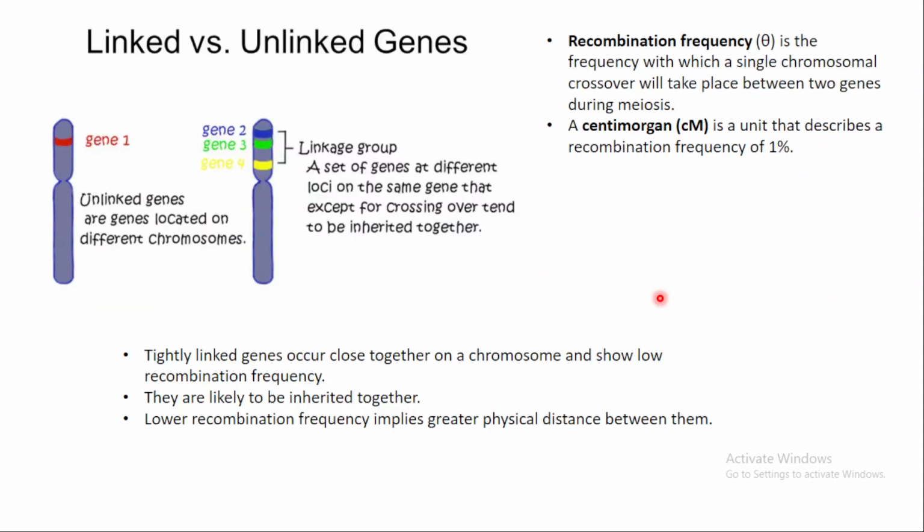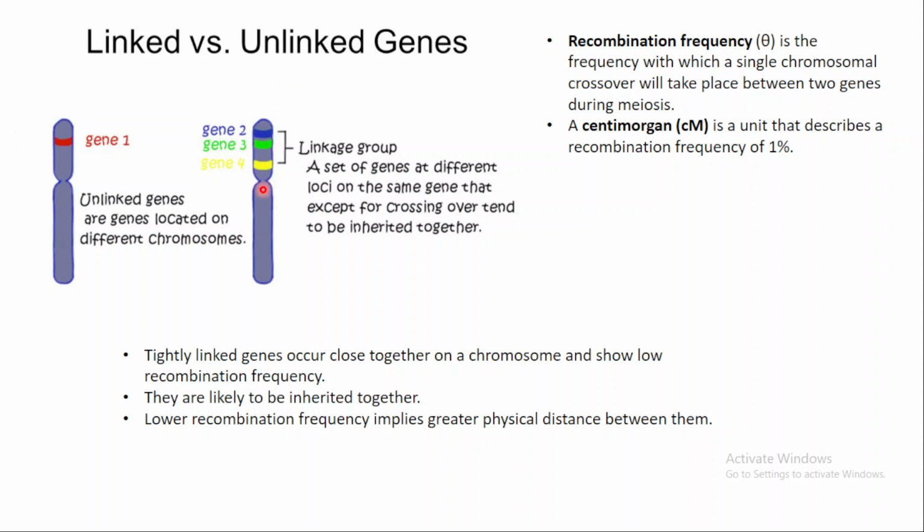Right? And now let us know a little about linked and unlinked genes. As I was mentioning, the chromosomal theory of linkage proposed by Thomas Hunt Morgan says that tightly linked genes occur close together on a chromosome and show low recombination frequency, and they are likely to be inherited together. So two genes or a group of genes, here gene 2, 3, 4, are known as a linkage group because they are present very close nearby in a chromosome and therefore have a high chance of getting propagated together in the gamete.